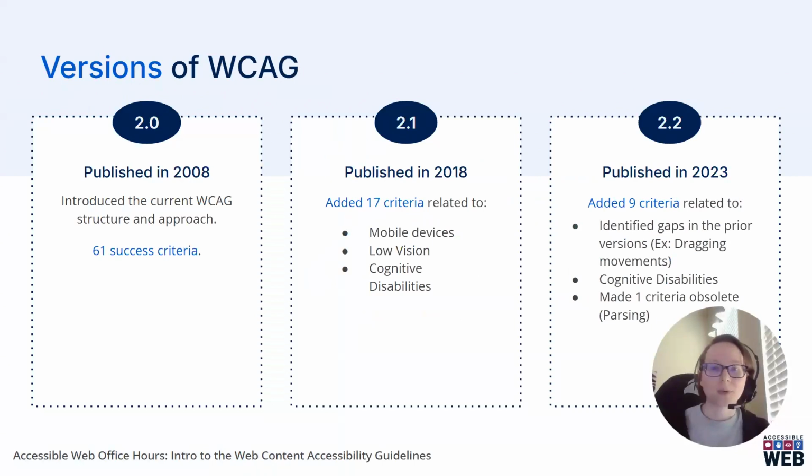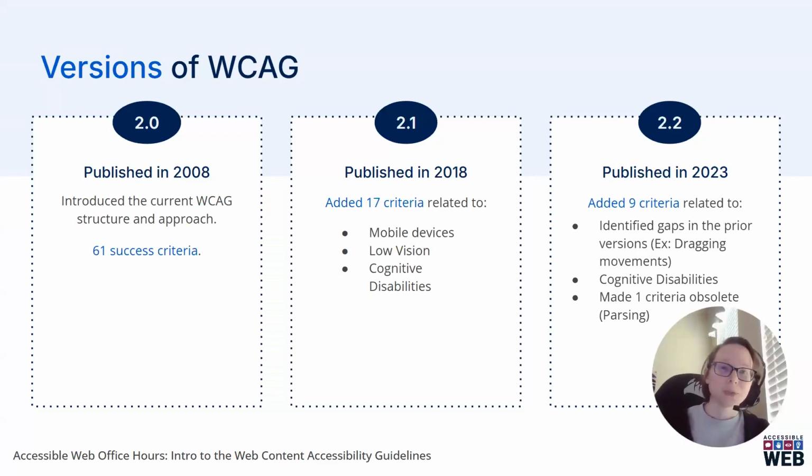WCAG is structured around 3 versions, and within each version, there are 3 conformance levels. So let's talk about what that means. So first, versions. WCAG currently has 3 versions, 2.0, 2.1, and 2.2. Each new version includes and builds on the previous versions. 2.0 was published in 2008 and introduced the current WCAG structure and approach with 61 success criteria.